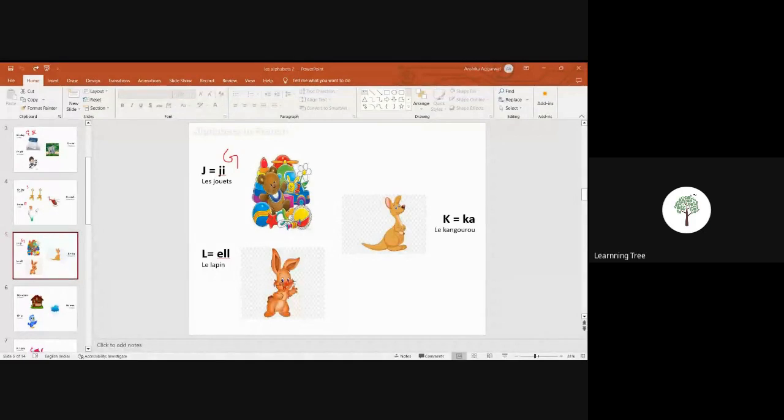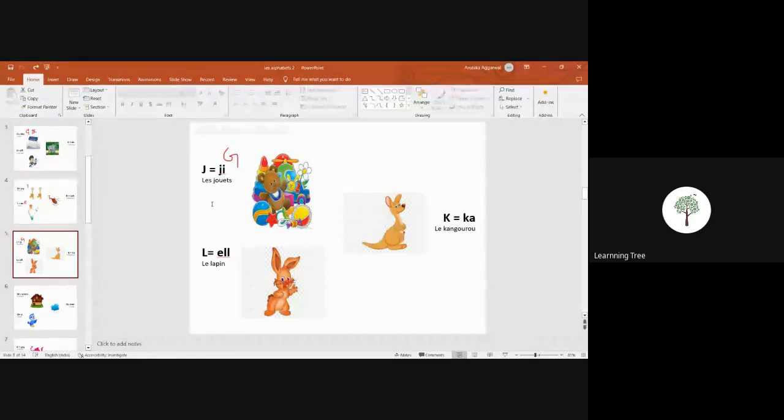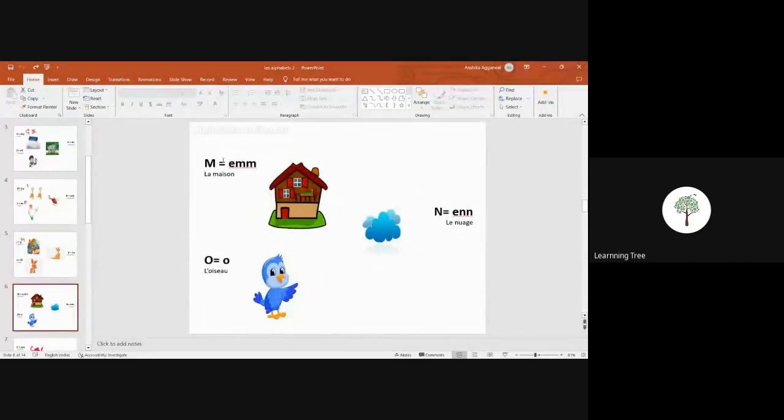Okay, so can you pronounce? G, K is K, and L is L. Right. And Mithil? G, K, and L. Great. Okay. Next is M, N and O. This is the normal. M, N and O.